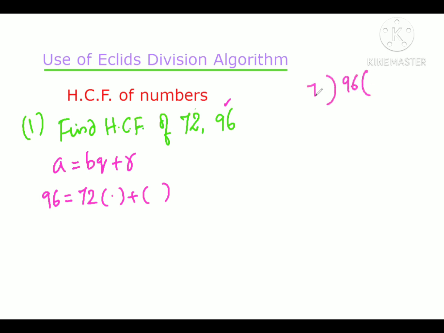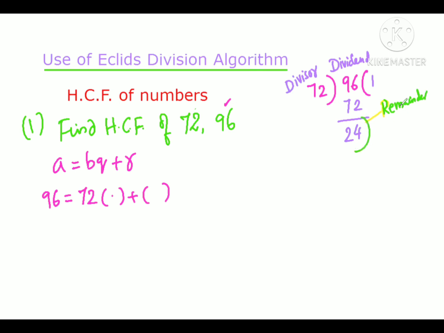96 divided by 72. Here 96 is the dividend and 72 is the divisor. 72 1s are 72. Now subtract, you get 24. This is called the remainder. But we should continue this process until we get 0.